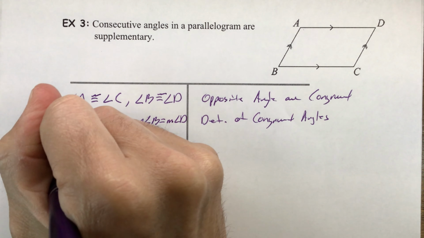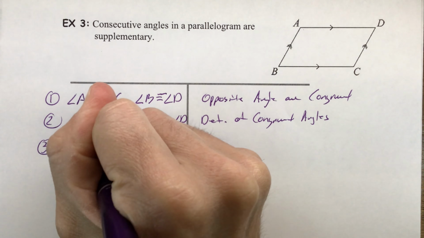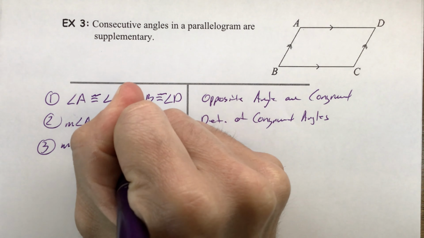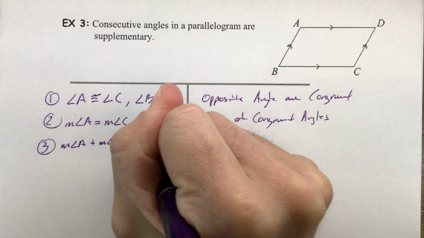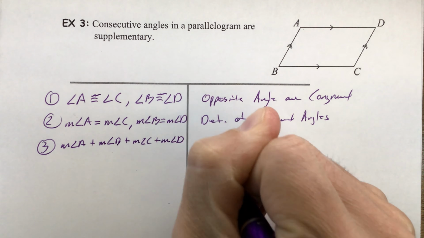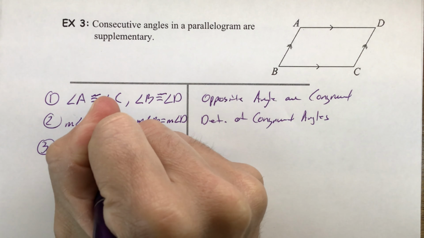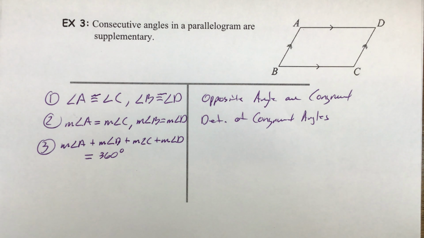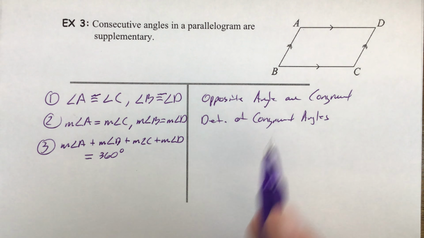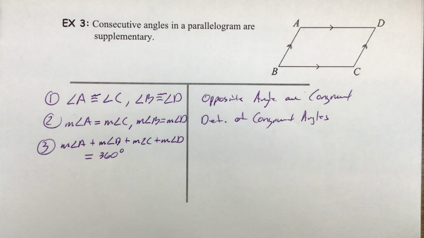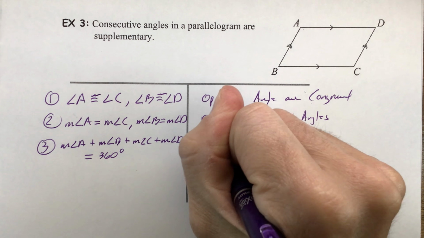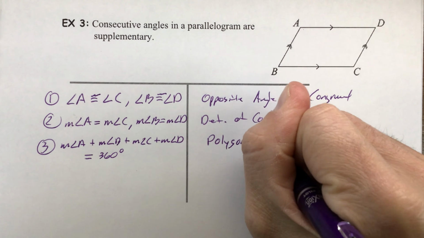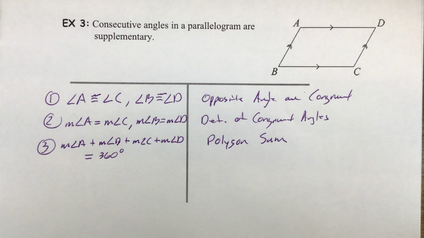Okay, line 3, I'm going to write the measure of angle A plus the measure of angle B plus the measure of angle C plus the measure of angle D is equal to 360 degrees. Couldn't quite make that fit on one line there. Okay, but this is the Polygon Sum. We have a quadrilateral. We have 4 angles here. And all quadrilaterals are going to add up to 360, which we had previously proven. So we just call this the Polygon Sum. Or you could just write down quadrilaterals equal 360. Something like that would be totally fine.